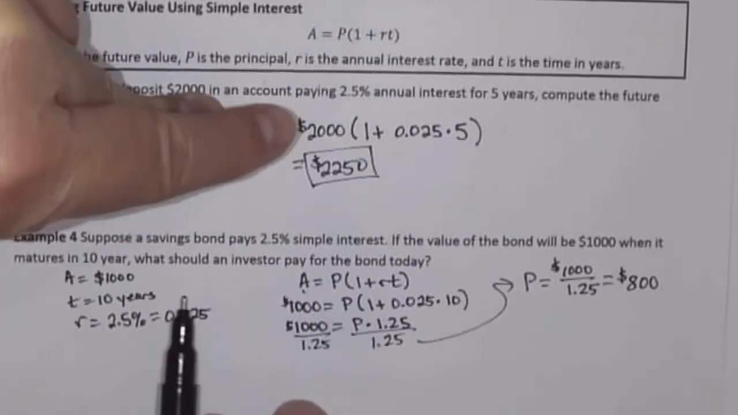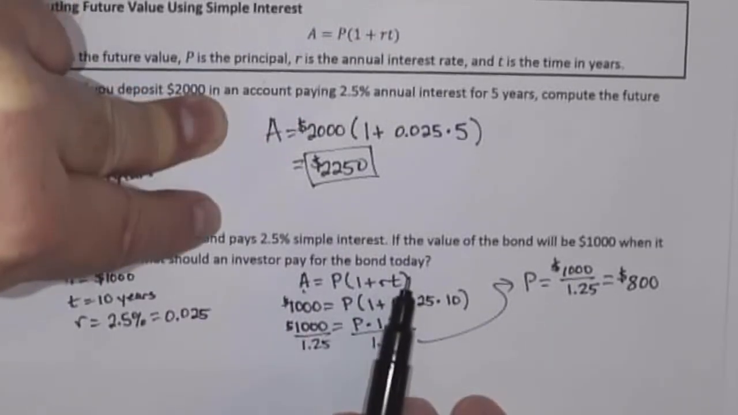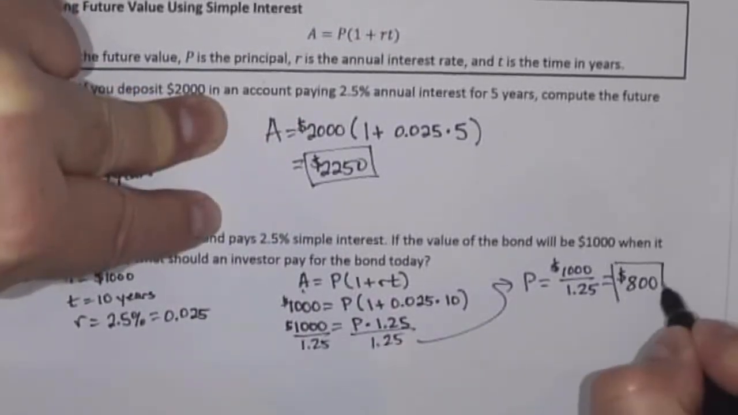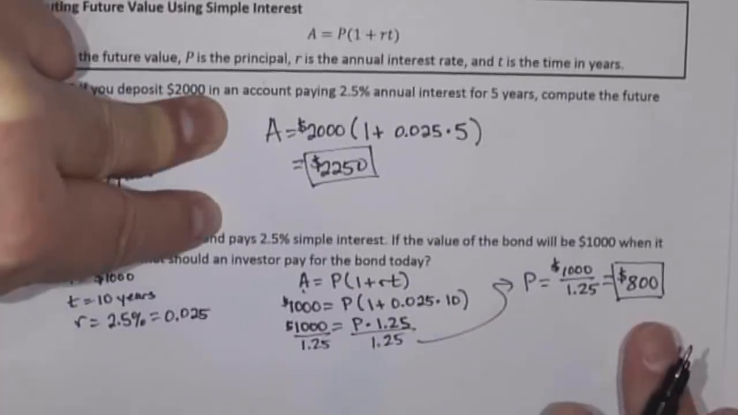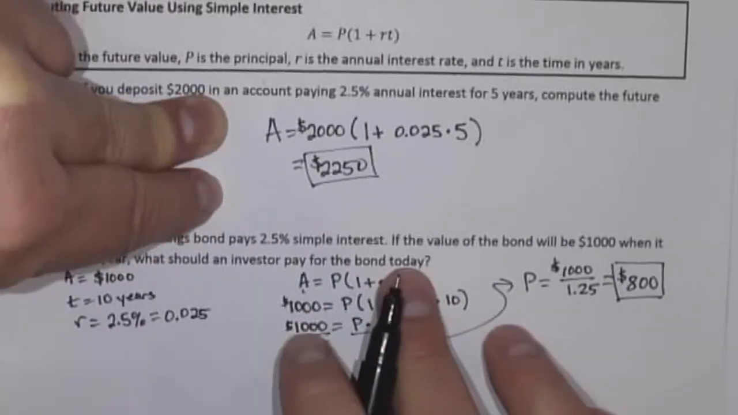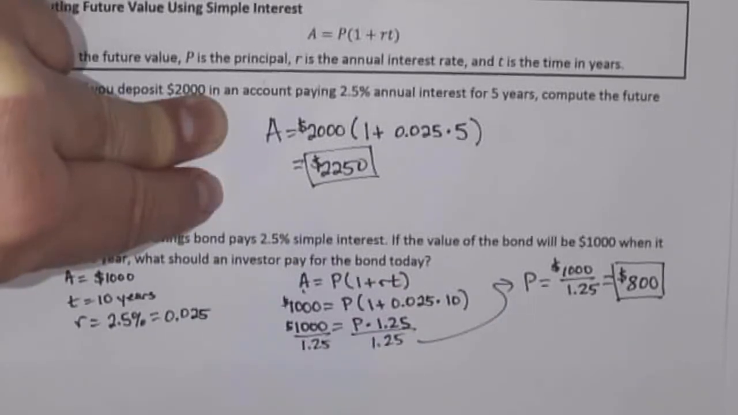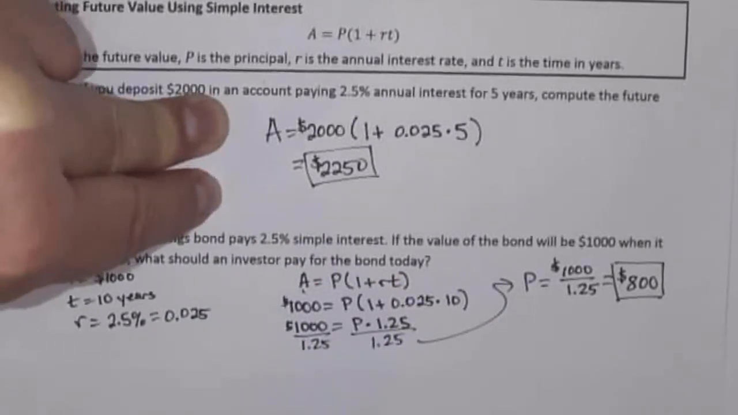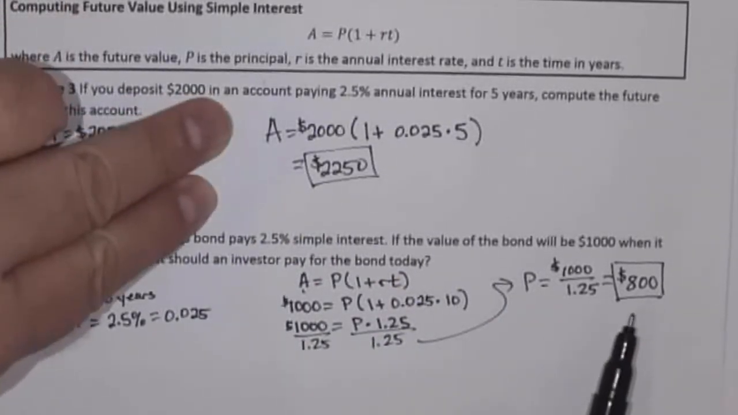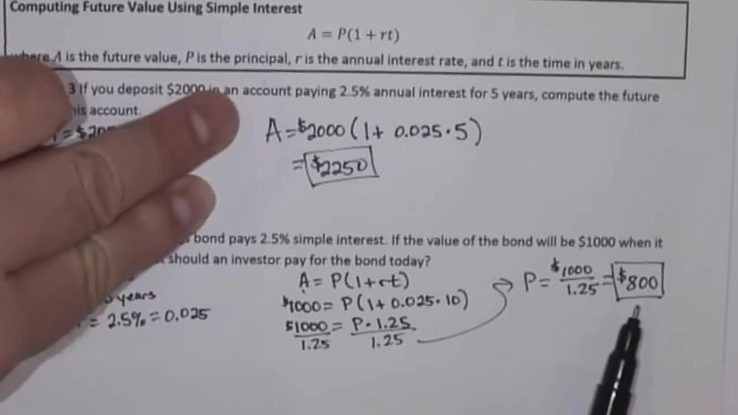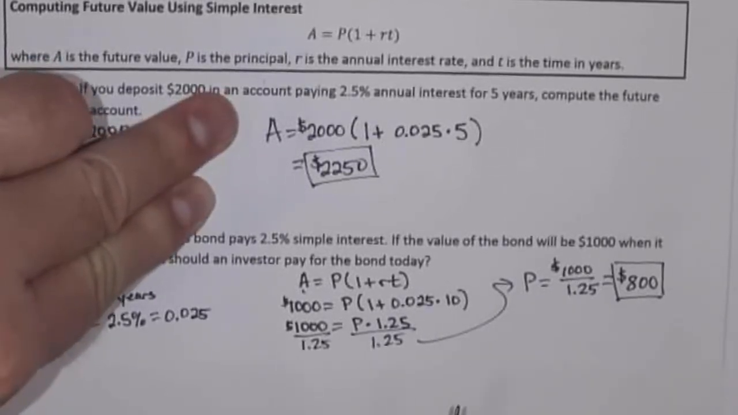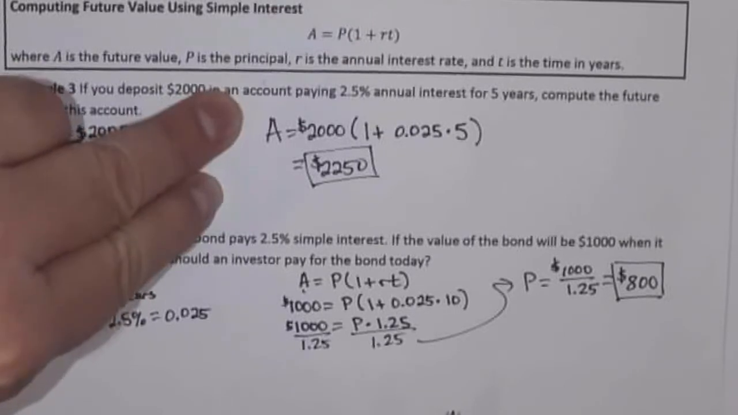So what should the investor pay for the bond today? Well, if the investor pays $800 today, then 10 years from now, under this condition, that $800 would be worth $1,000. So again, what we have found here is the present value for something that should be worth $1,000 10 years in the future.